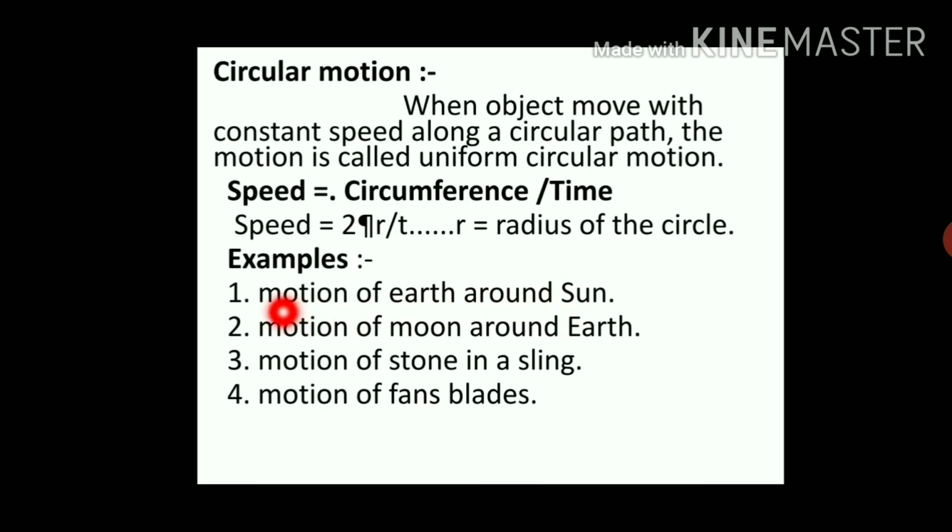Examples of circular motion are the motion of Earth around the Sun, the motion of the Moon around Earth, the motion of a stone in a sling, and the motion of fan blades. Moving fan blades are an example of circular motion. Now students, I hope you have understood all this concept, that is the three equations of motion and circular motion.